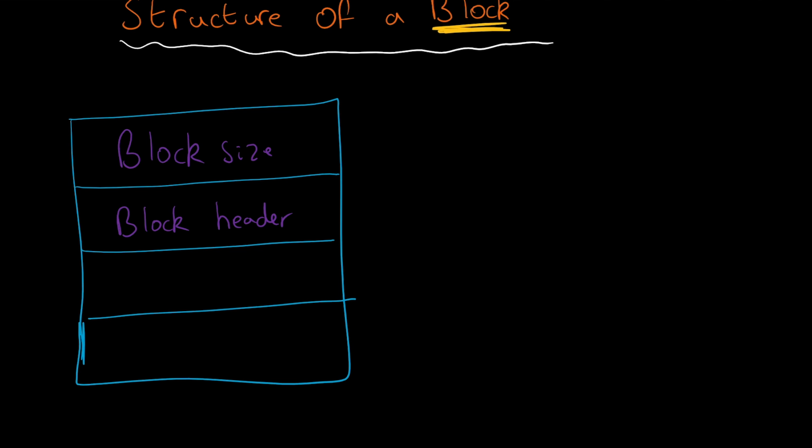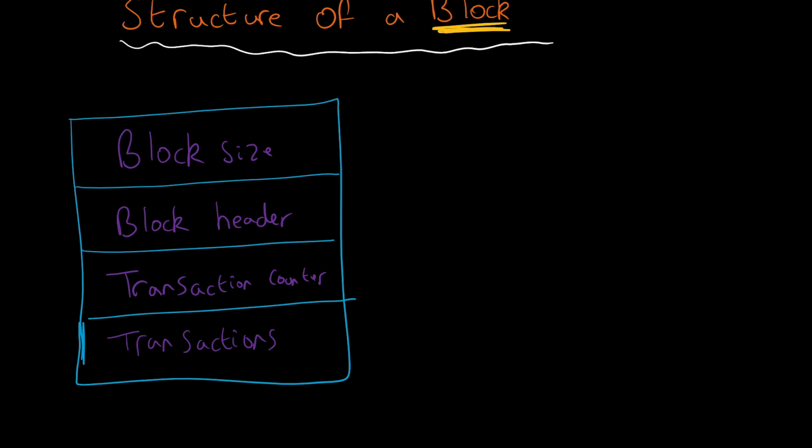Then we have the transaction counter, which is just how many transactions there are in this block. And then finally we have the transactions, so all the transactions that are being processed within this block of blockchain.